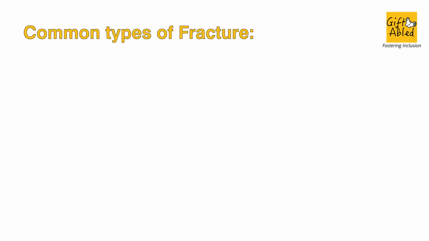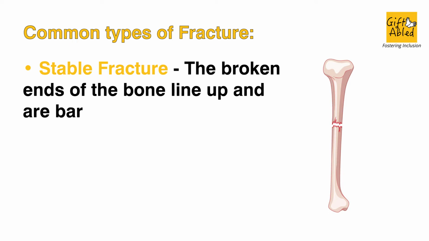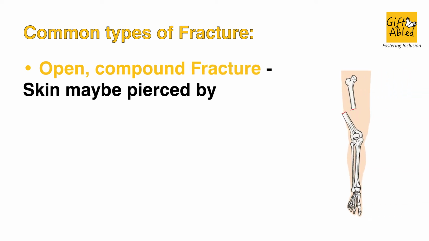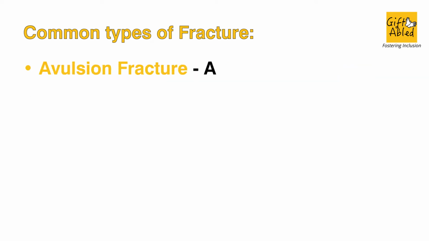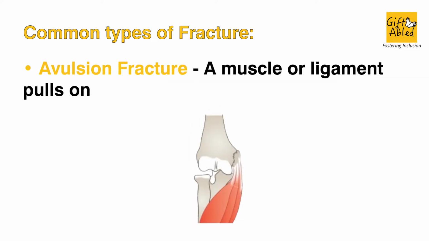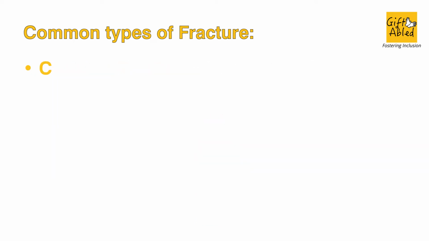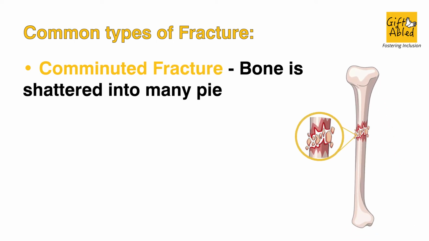Common types of fracture. Stable fracture. The broken ends of the bone line up and are barely out of place. Open compound fracture. Skin may be pierced by the bone. Avulsion fracture. A muscle or ligament pulls on the bone, fracturing it. Comminuted fracture. Bone is shattered into many pieces.